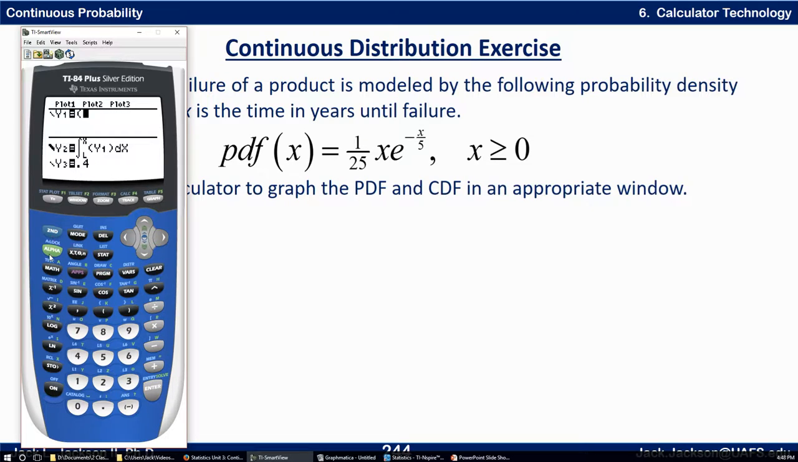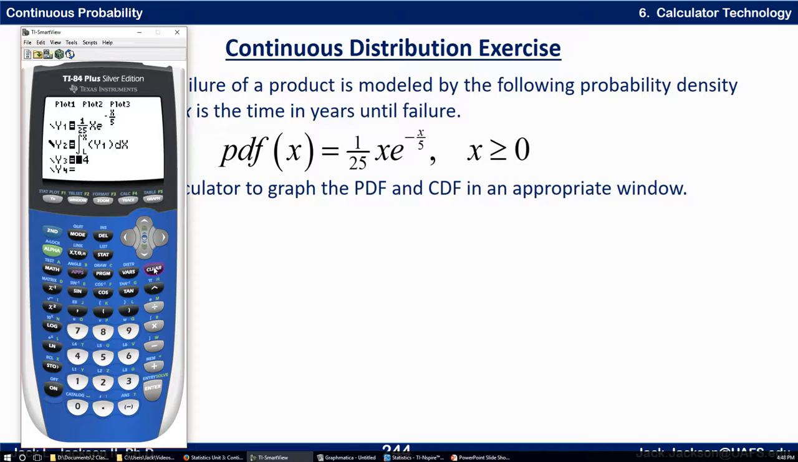Actually, I can use alpha F1 and number 1 to get a fraction that looks like that. 1/25 x e to the power negative, and again, if I want a horizontal fraction, I'm not sure if it'll do it within, yeah, it will, x over 5. So I can get it to look pretty much just like it does when you write it by hand.